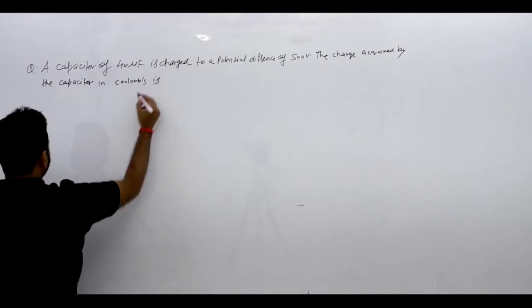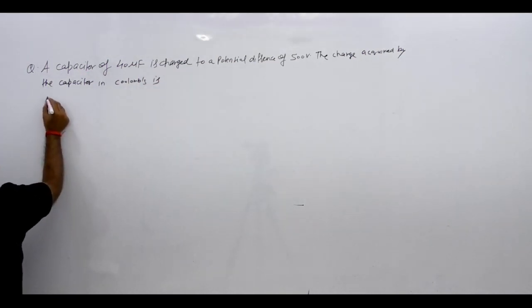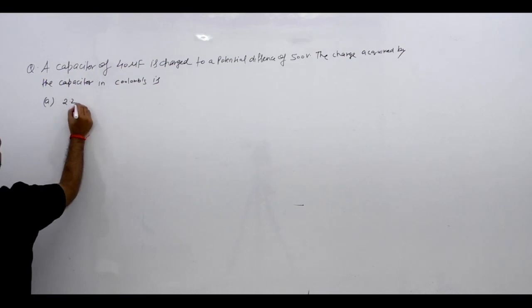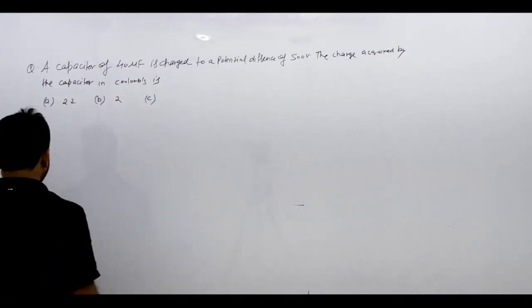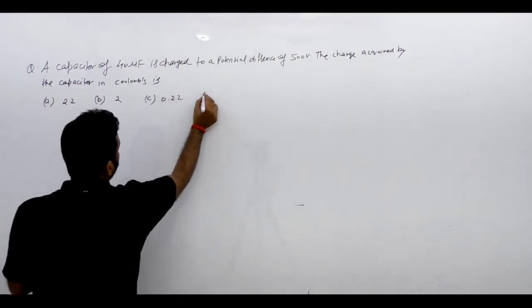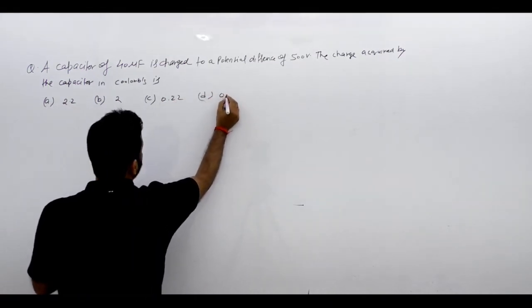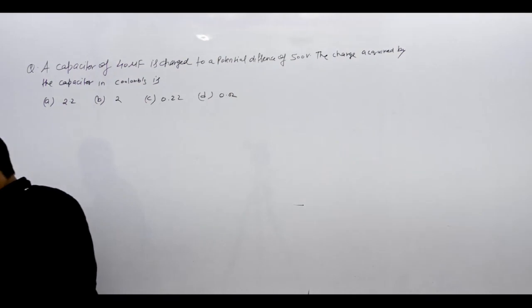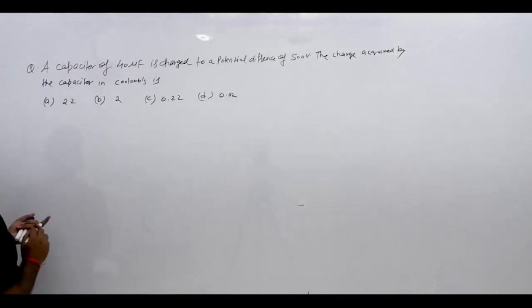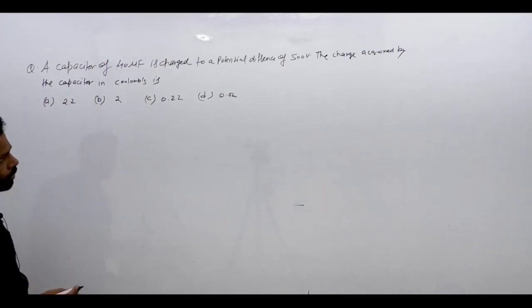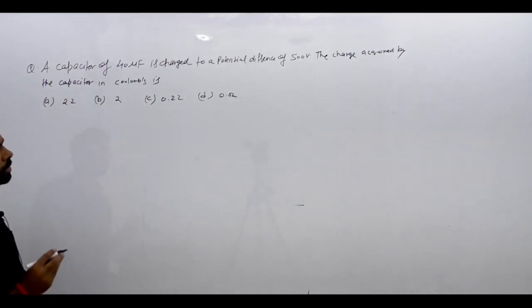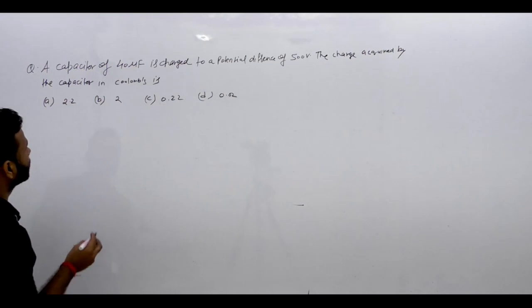ऑप्शन है आपके, पहला ऑप्शन जो है वो है 2.22, अगला है 2, सी ऑप्शन जो है हमारा वो है 0.22 और लास्ट ऑप्शन जो है हमारा 0.02। तो देखते हैं क्या होगा इसका आंसर। So a capacitor of 40 microfarad is charged to a potential difference of 500 volt. The charge acquired by the capacitor in coulomb is.